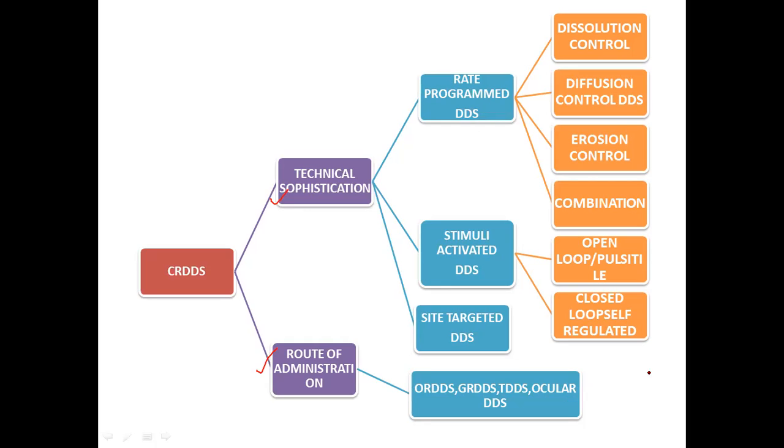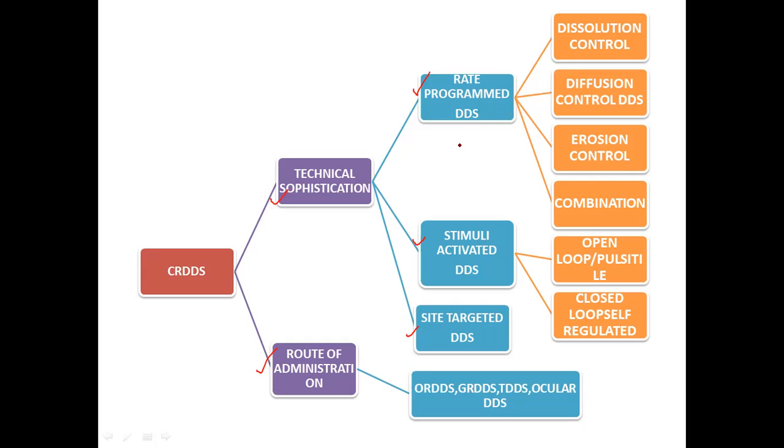Then, under technical sophistication, CRDDS is again divided into three classes. First is the rate programmed drug delivery system, then stimuli activated drug delivery systems, and site targeted drug delivery systems. Apart from the site targeted system, the rate programmed drug delivery system contains the drug, the rate controlling element, let's say polymers, and the energy source that activates the drug delivery system.